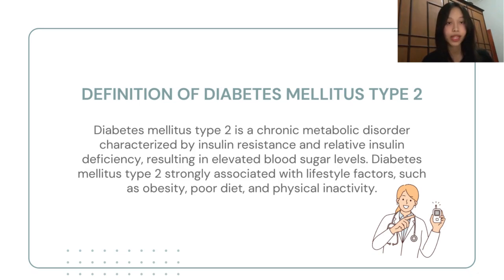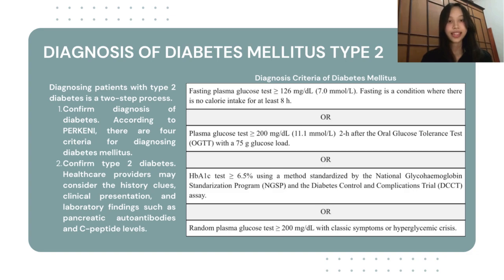Now I will explain about definition and diagnosis of diabetes mellitus type 2. Diabetes mellitus type 2 is a chronic metabolic disorder characterized by insulin resistance and relative insulin deficiency, resulting in elevated blood sugar levels. Diabetes mellitus type 2 is strongly associated with lifestyle factors such as obesity, poor diet, and physical inactivity. Next slide. Diagnosis of diabetes mellitus type 2.